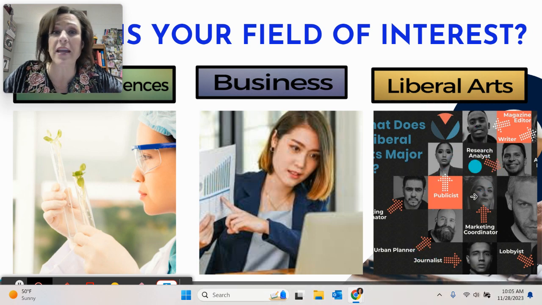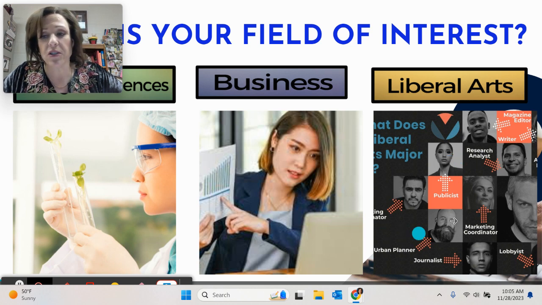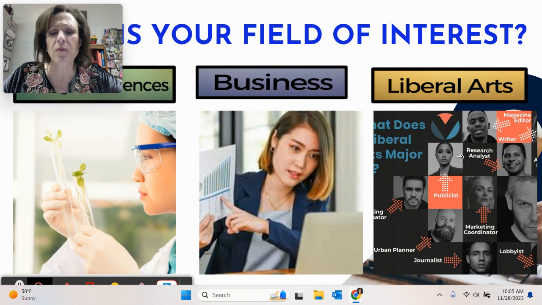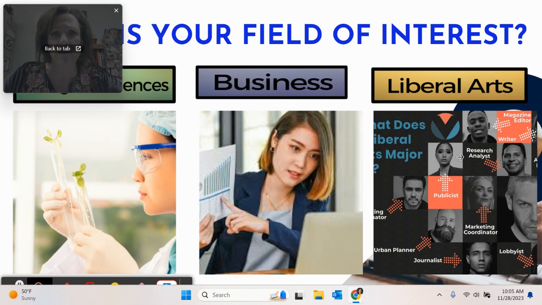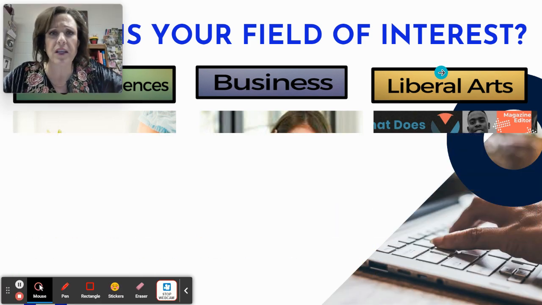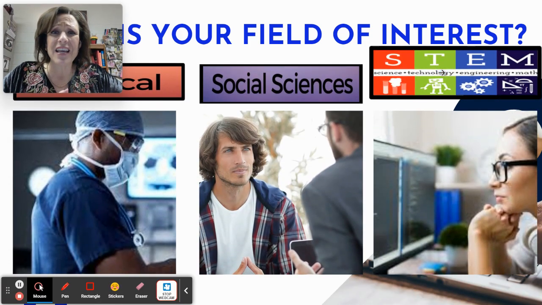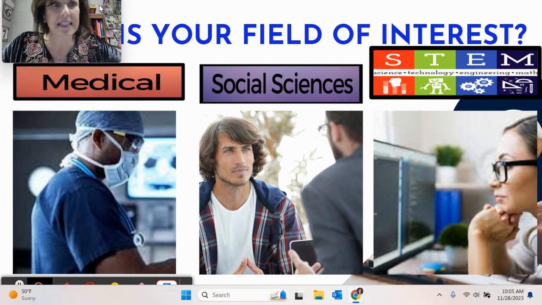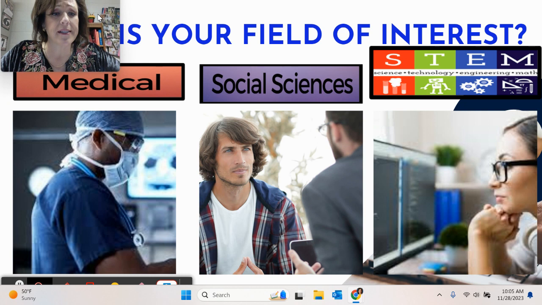You can get a liberal arts major as your degree. You can do urban planning, journalists, lobbying, lots of different things for liberal arts. It's more of a well rounded overall big picture idea of a field of study. And then medical. If you are going into medical, then AP statistics is for you.